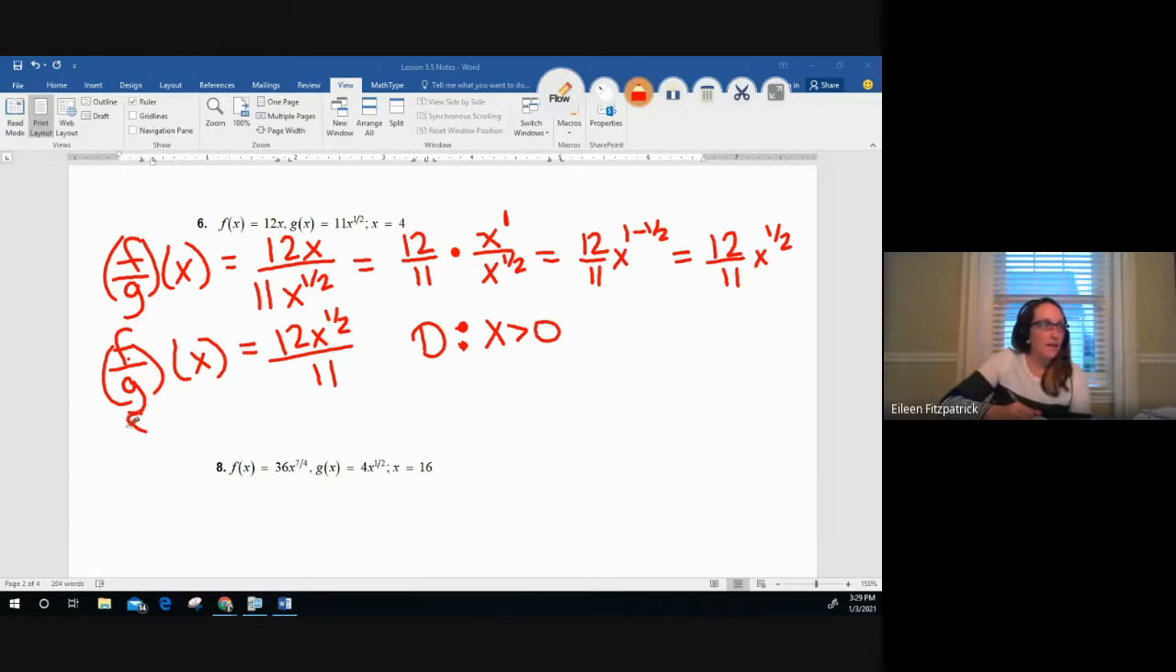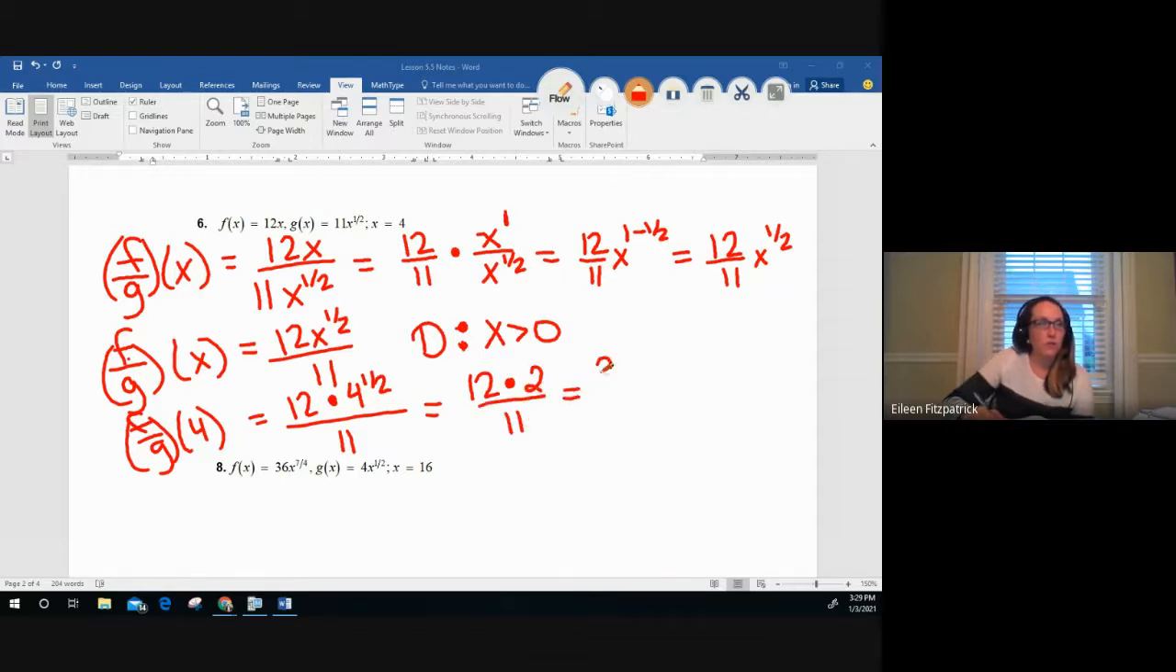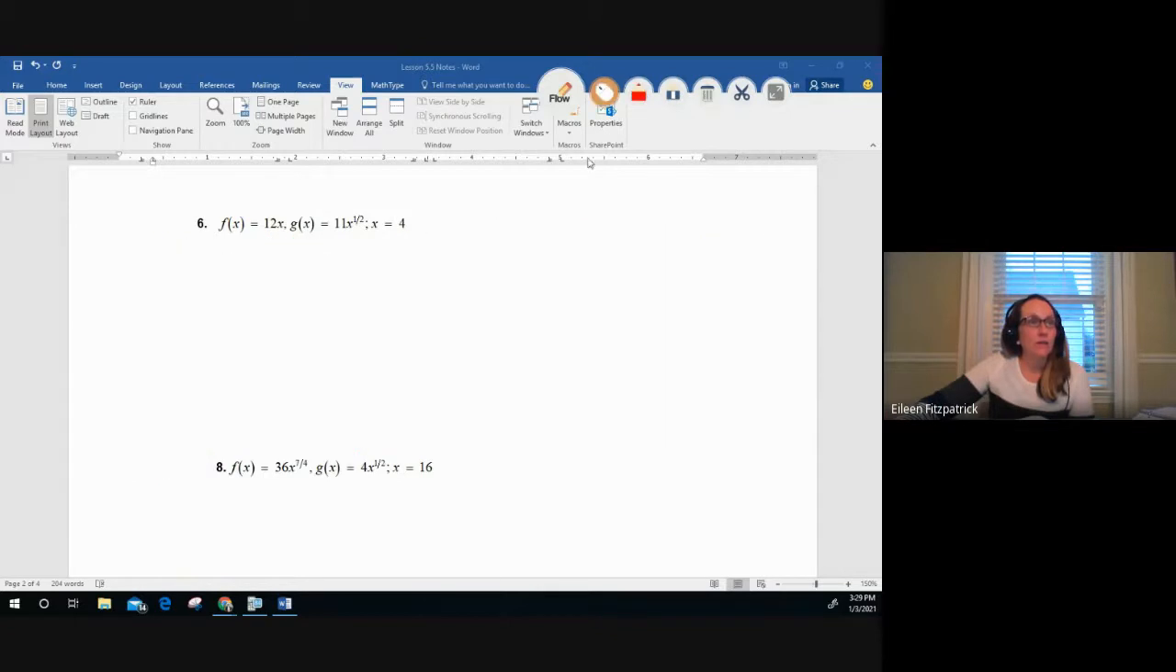And then finally, f divided by g of 4. So you're going to have 12 times 4 to the 1/2, or square root of 4, over 11. So you have 12 times the square root of 4, which is 2, over 11. 12 times 2 is 24 over 11. Okay. And the last problem.